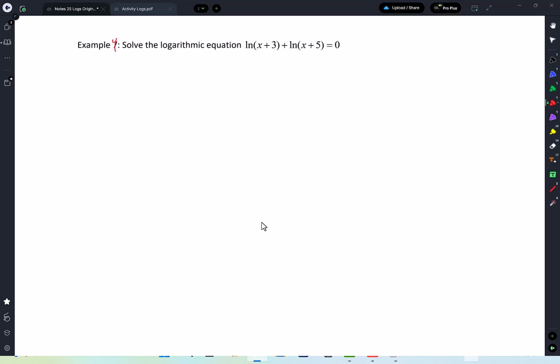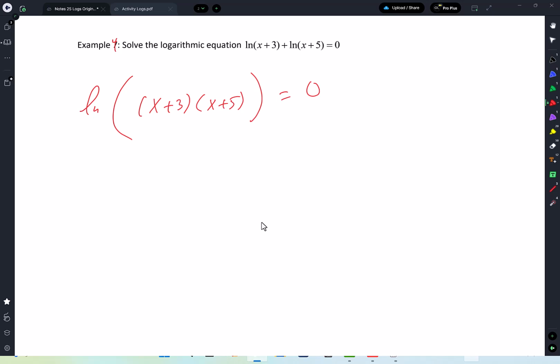All right, here we go. Solve the logarithm equation: ln(x + 3) + ln(x + 5). Again, we're solving for x. It's natural log, so I'm going to write natural log. You want one of them: ln of the quantity (x + 3)(x + 5) equals 0.